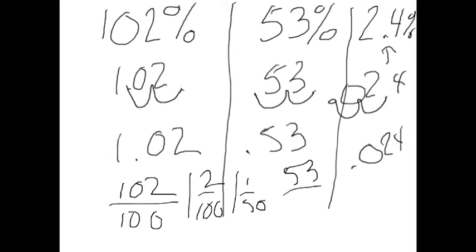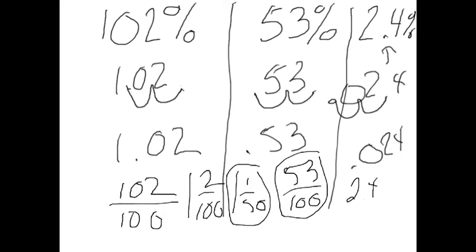53%. 53 over 100. 2.4%. 2.4 over 100. Ew, that's awfully ugly. I'm going to make it into an equivalent fraction that's simplified. 24 over 1,000. No decimal points allowed.